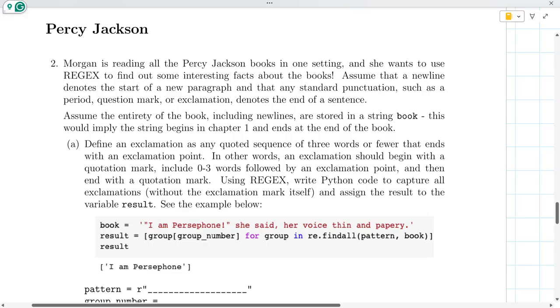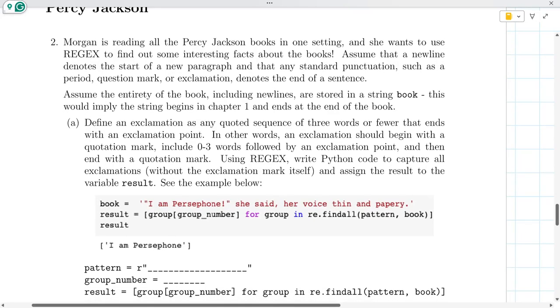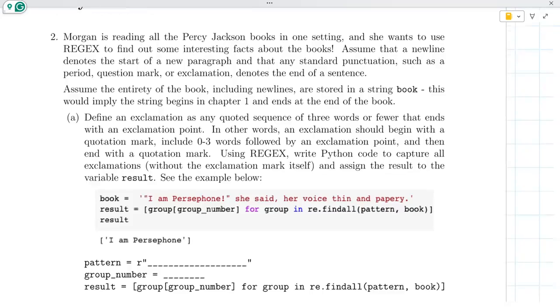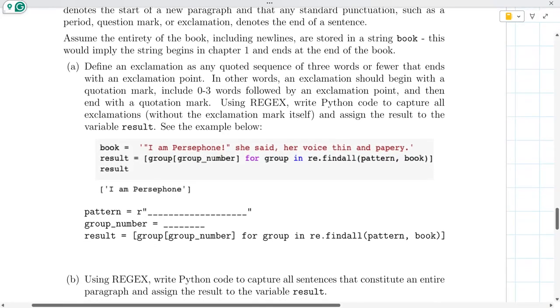All right, so assume that the entirety of the book is stored in the string book, which would imply that the string begins with chapter 1 and ends at the end of the book. So it's a string that contains every single content inside the book. The first subpart. Define an exclamation as any quoted sentence of 3 words or fewer that ends with an exclamation mark. In other words, it should begin with a quotation mark, include 0 to 3 words followed by an exclamation point, end with a quotation mark.